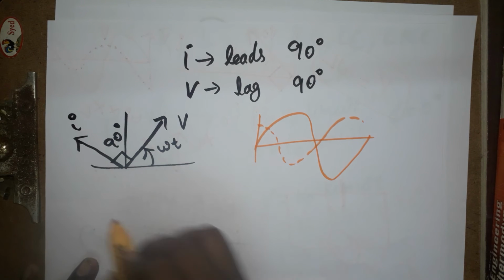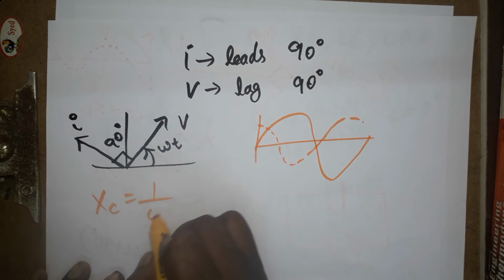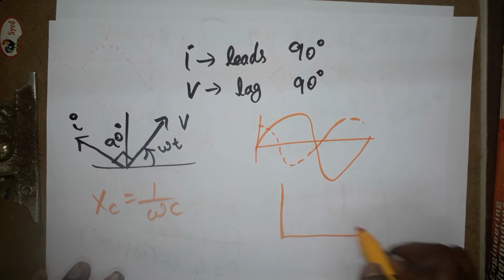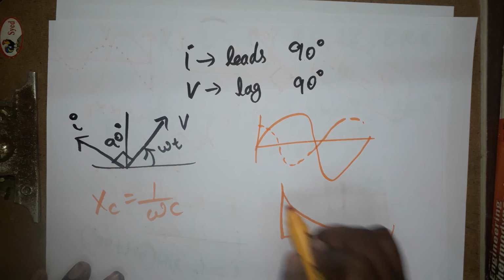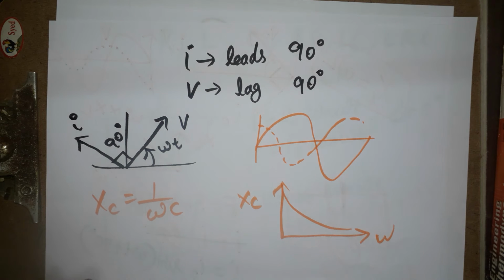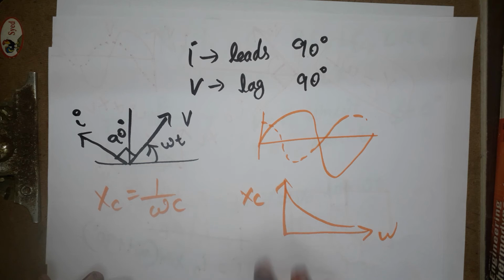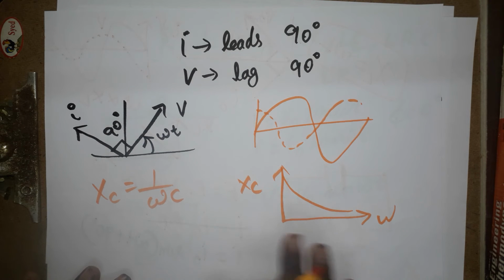If you want XC is equal to 1 divided by omega C, it's inversely proportional. We'll get a graph like this, omega versus XC, inversely proportional. This is what we have for pure capacitance when connected with AC. Next topic I am going to.